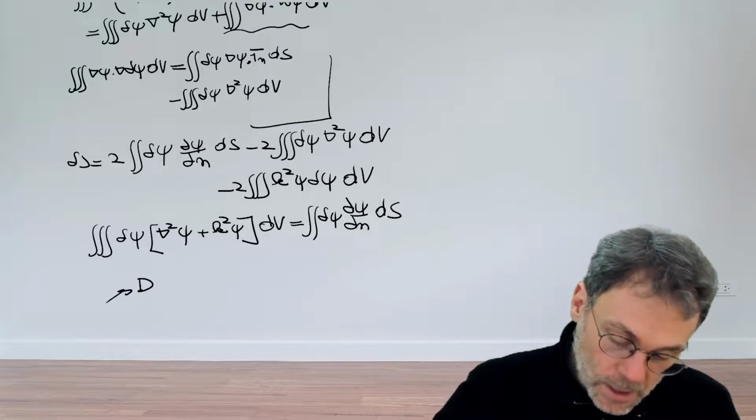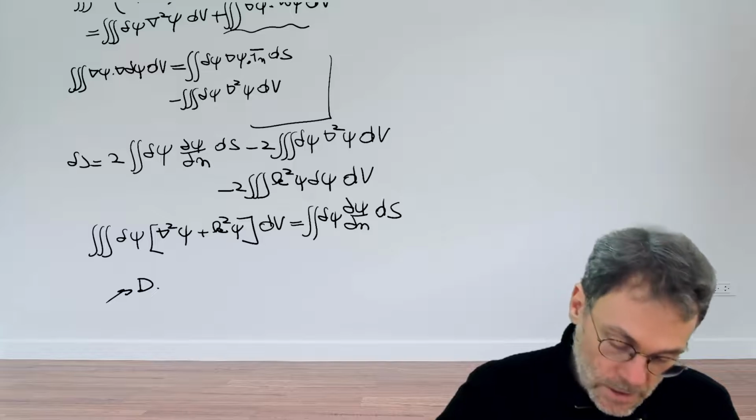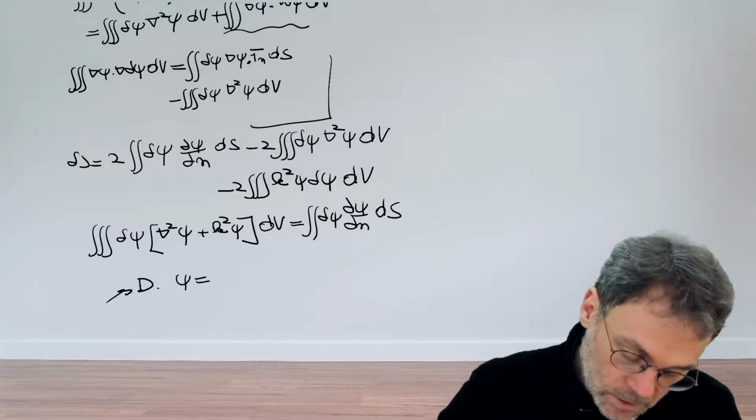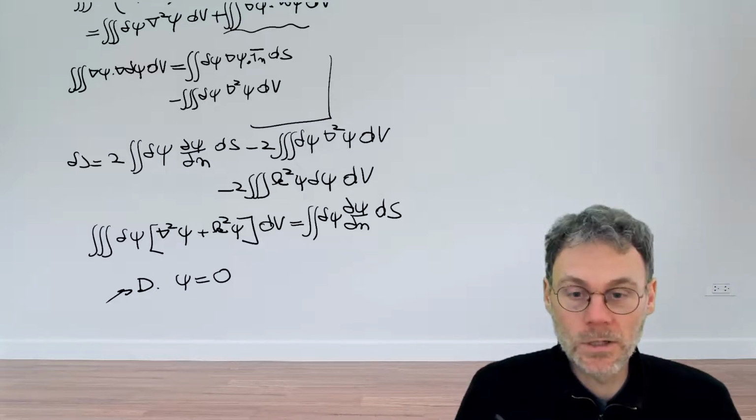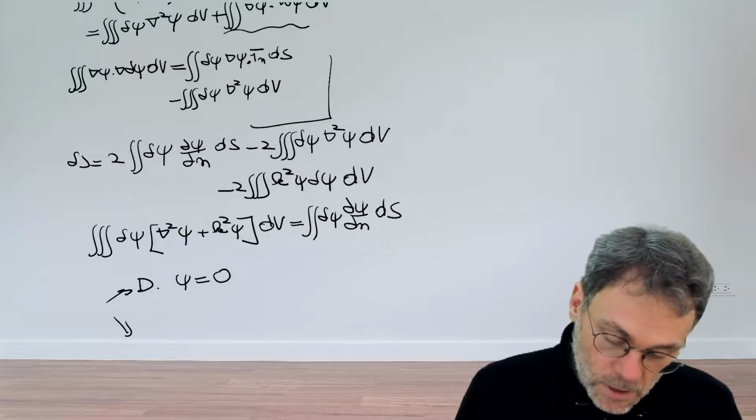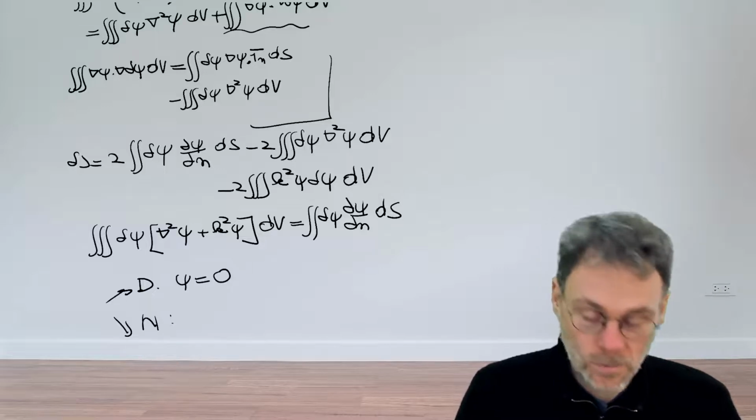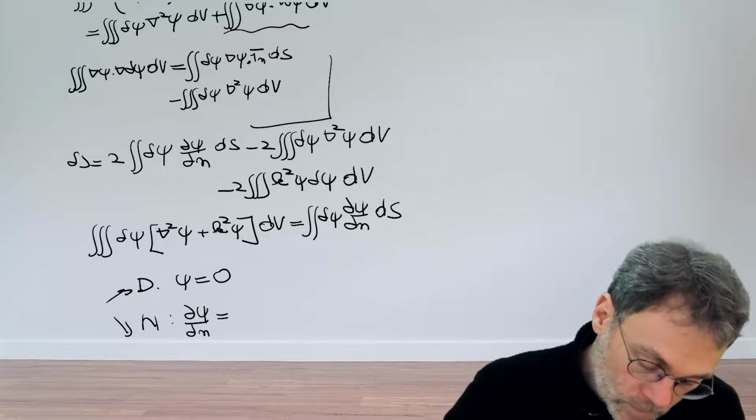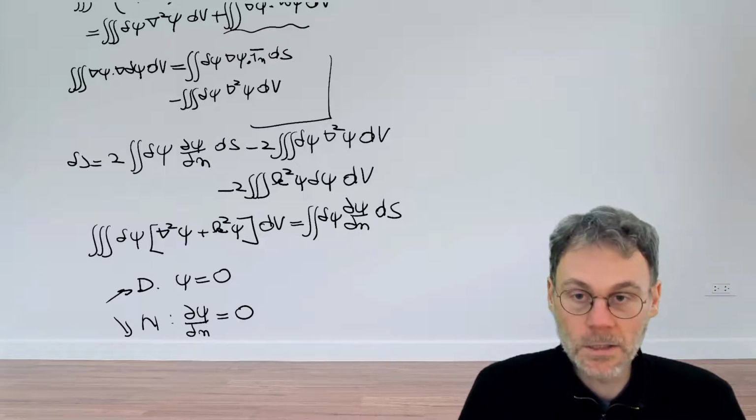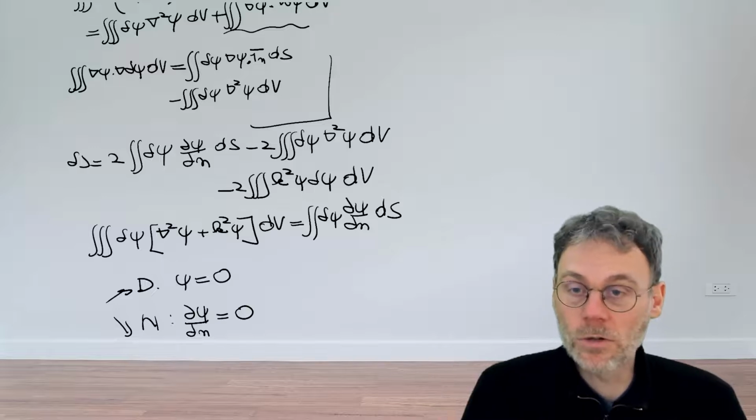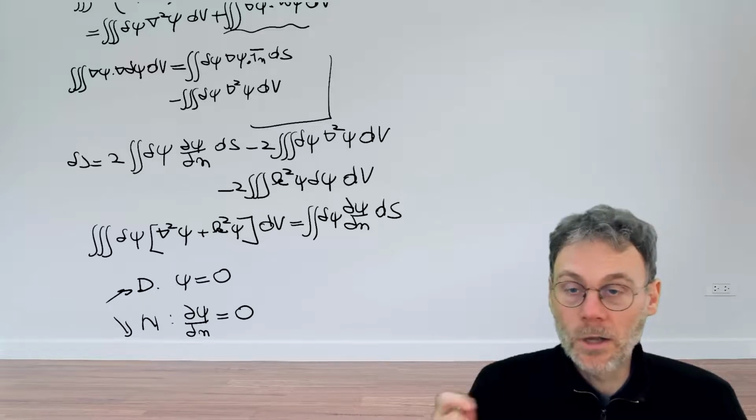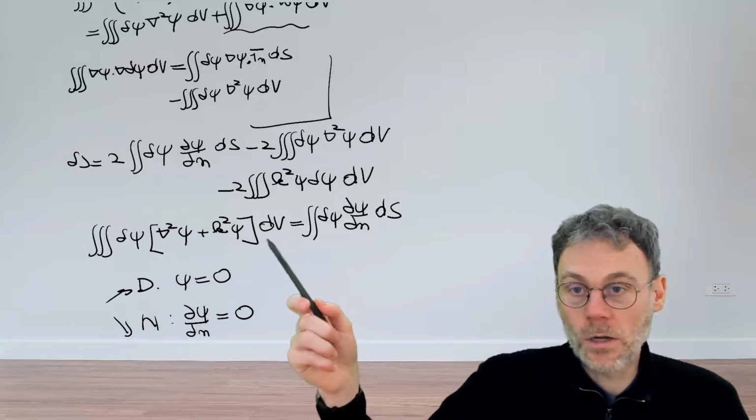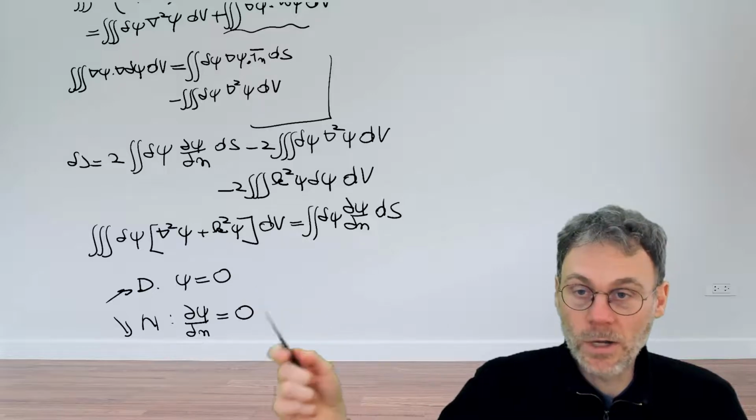There's the Dirichlet boundary condition, which basically demands that the function at the boundary is actually 0. And there's also the Neumann boundary condition, which basically says that the derivative of the function, in our case the normal derivative, so perpendicular to the surface, is 0. Or you can also have a mixture of both of them. But let's now look at situations where we're working with these particular boundary conditions.